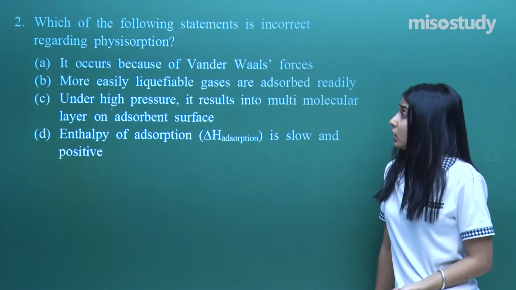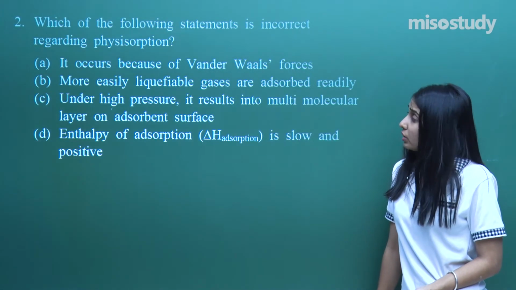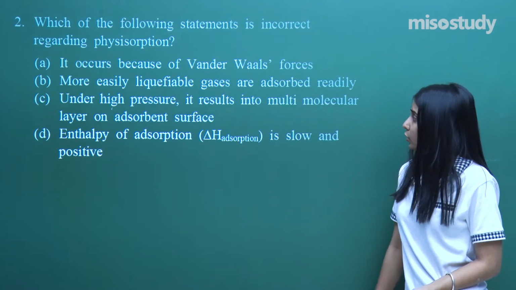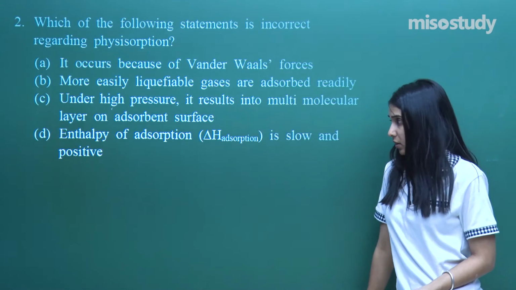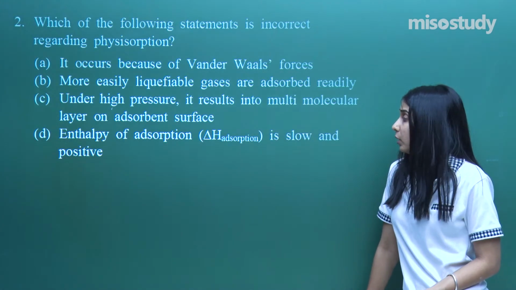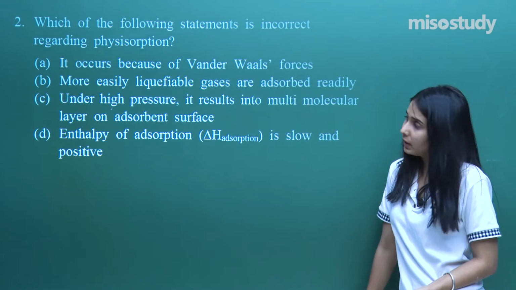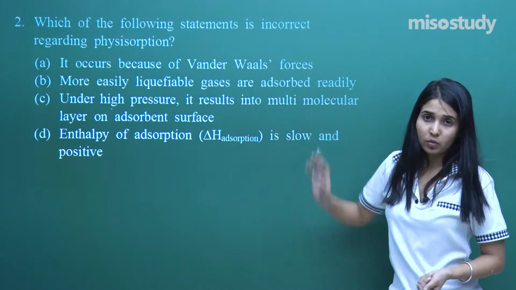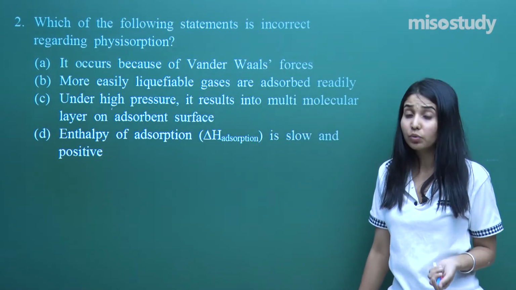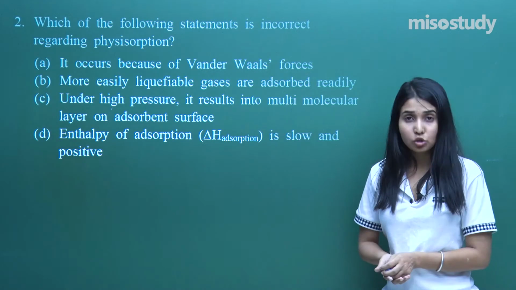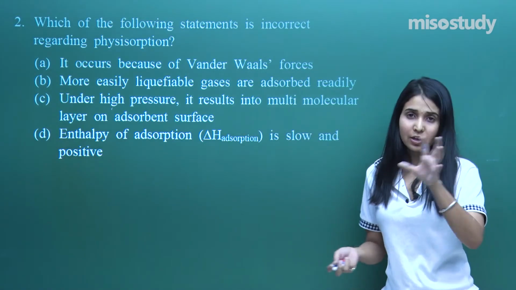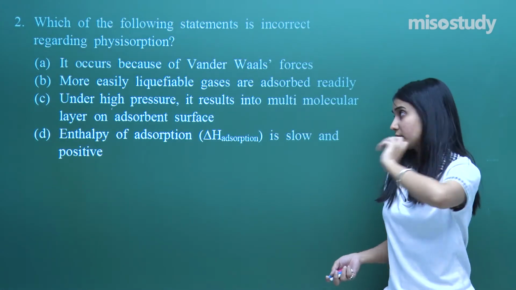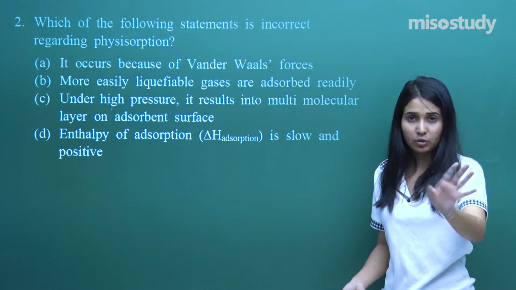It says, it occurs because of the van der Waals forces. More easily liquefiable gases are adsorbed easily. Under high pressure, it results in a multimolecular layer on the adsorbent surface. And the last one, that enthalpy of adsorption is low and positive, right? Now if I start with the very first one, it says that it occurs because of my van der Waals forces. That is totally correct. That's what we used to study, where we said that physical adsorption was simply on the basis of interaction between your adsorbate and my adsorbent, right? That's what we did. So of course that is correct, that cannot be incorrect.